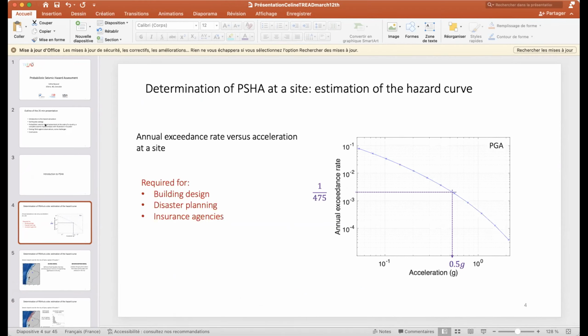Okay, so short introduction. The seismic hazard curve is the main outcome of a PSHA study. It delivers at a given site annual exceedance rates for a series of acceleration levels. And once the hazard curve is determined, it can be interpolated for any return period of interest. For example, 475 years, which is often used until now in building codes. And the inverse of the return period is the rate.